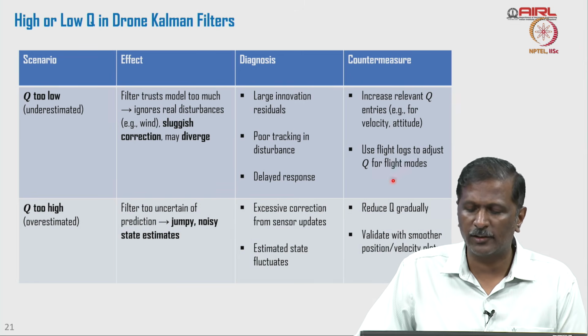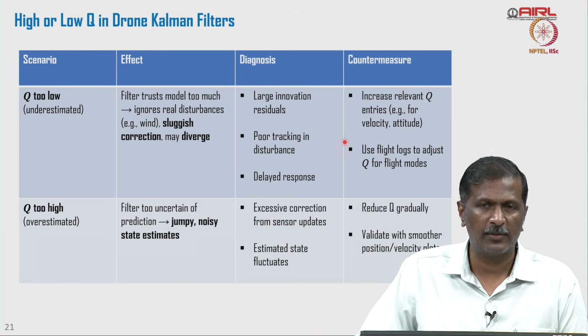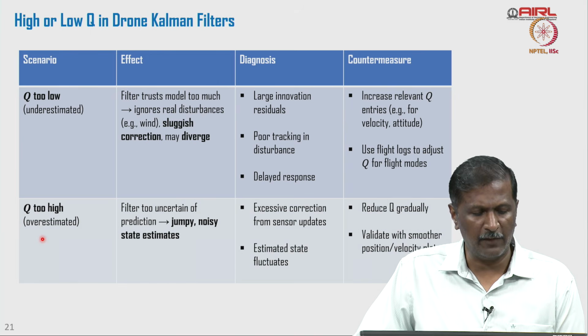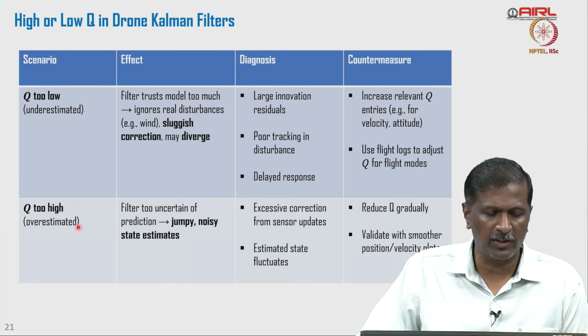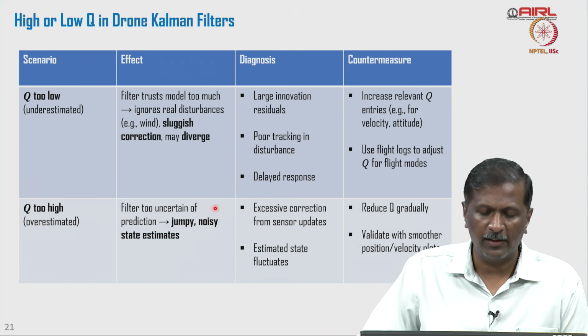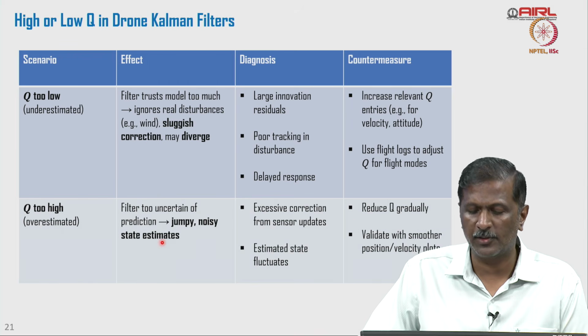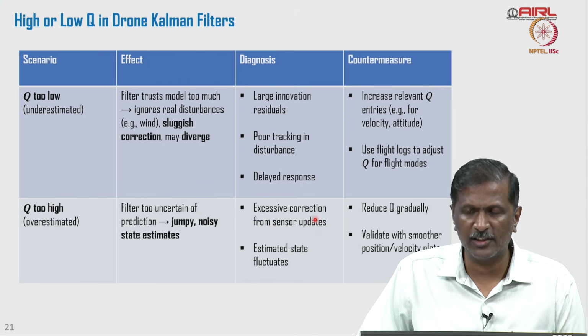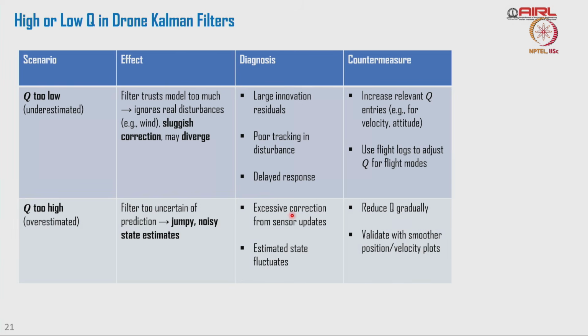We can look at the flight logs to adjust the Q for flight modes, right. Let us say Q is too high, which means the process noise is overestimated. The filter is too uncertain of the prediction, and a jumpy, noisy state estimate comes into the picture. You will see excessive correction from sensor updates, right. Estimated states fluctuate a lot. What can you do? You can reduce Q gradually and validate with smoother position and velocity plots.